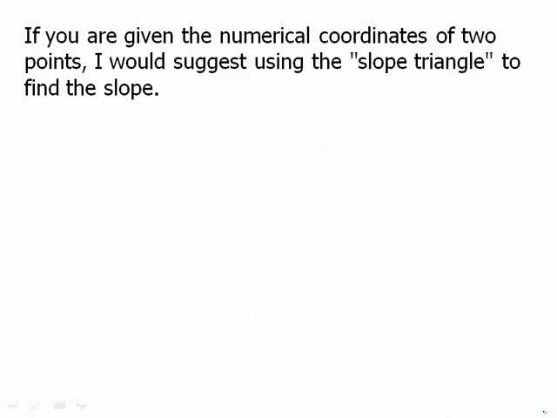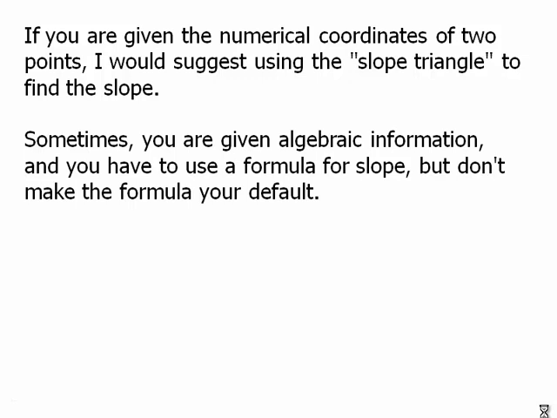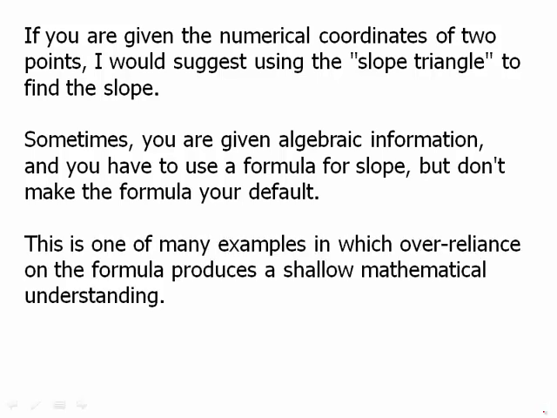If you are given the numerical coordinates of 2 points, I would suggest using the slope triangle to figure out the slope. In other words, thinking about it visually with the slope triangle. Sometimes you're given algebraic information and you have to use a formula for the slope, but do not make the formula your default. This is one of many examples in which over-reliance on the formula produces shallow mathematical understanding. You actually understand it much more deeply when you're thinking about it visually. After all, the xy plane is visual. It's something you see.